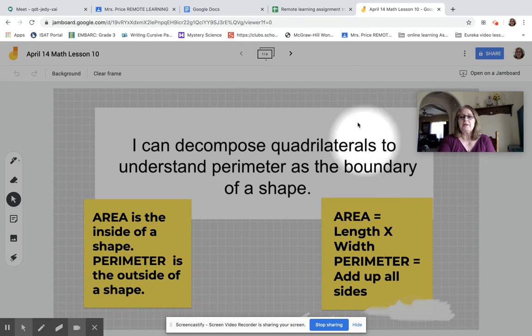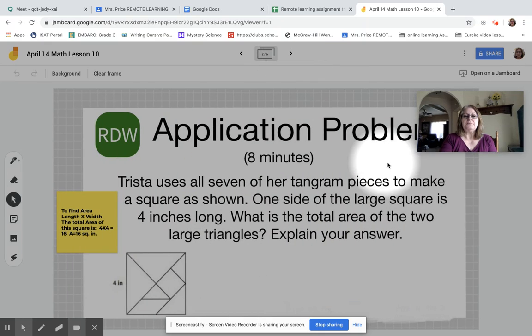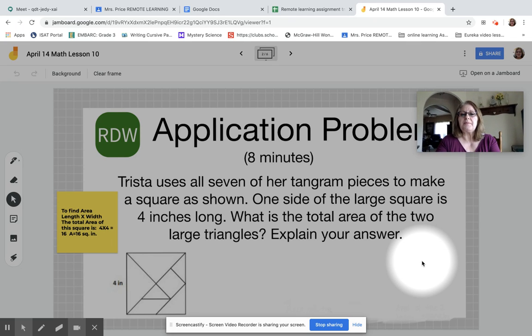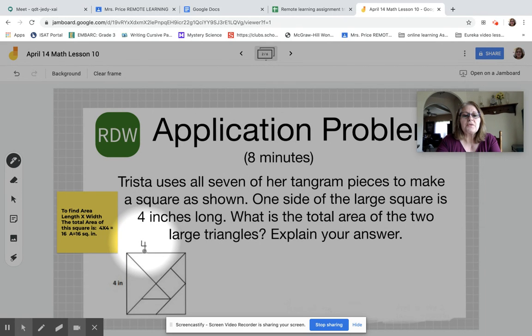Okay, so today's application problem is: Trista uses all 7 of her tangram pieces to make a square. One side of the large square is 4 inches long. What is the total area of the 2 large triangles? Explain your answer. To do that, first let's start by finding the area of the whole square. It's a square, so we know this side is 4 inches, and this side is also going to be 4 inches, right?